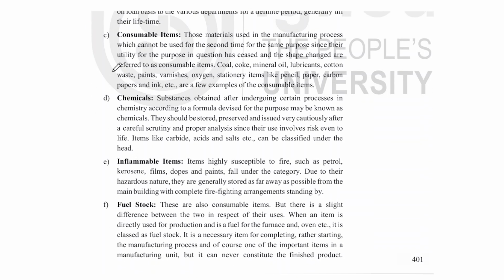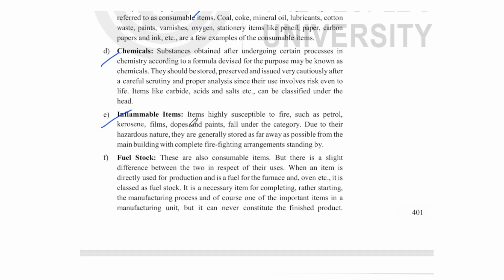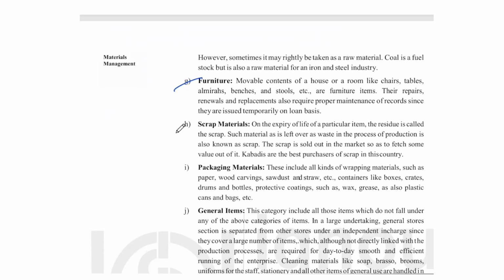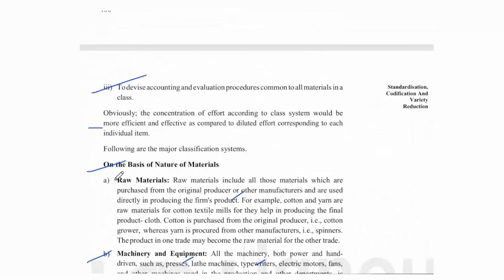And consumable items: those materials used in the manufacturing process which cannot be used a second time for the same purpose, since their utility for the purpose in question has ceased and the shape has changed, are referred to as consumable items. Chemicals and inflammable items, fuel stock, furniture, scrap material, packaging material, and general items. Okay, so these are the materials on the basis of nature of materials.